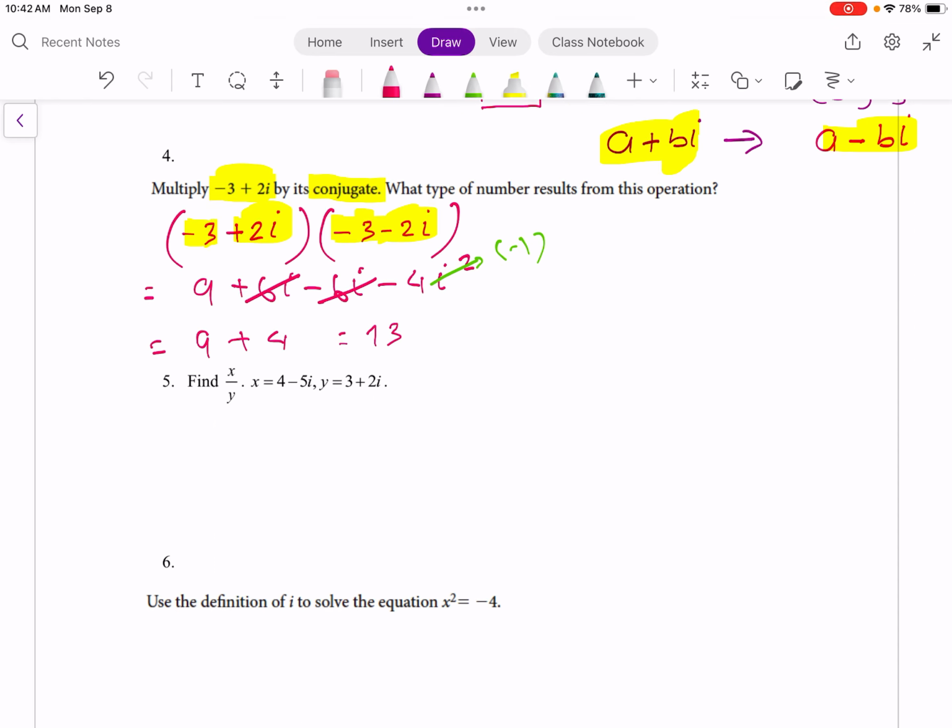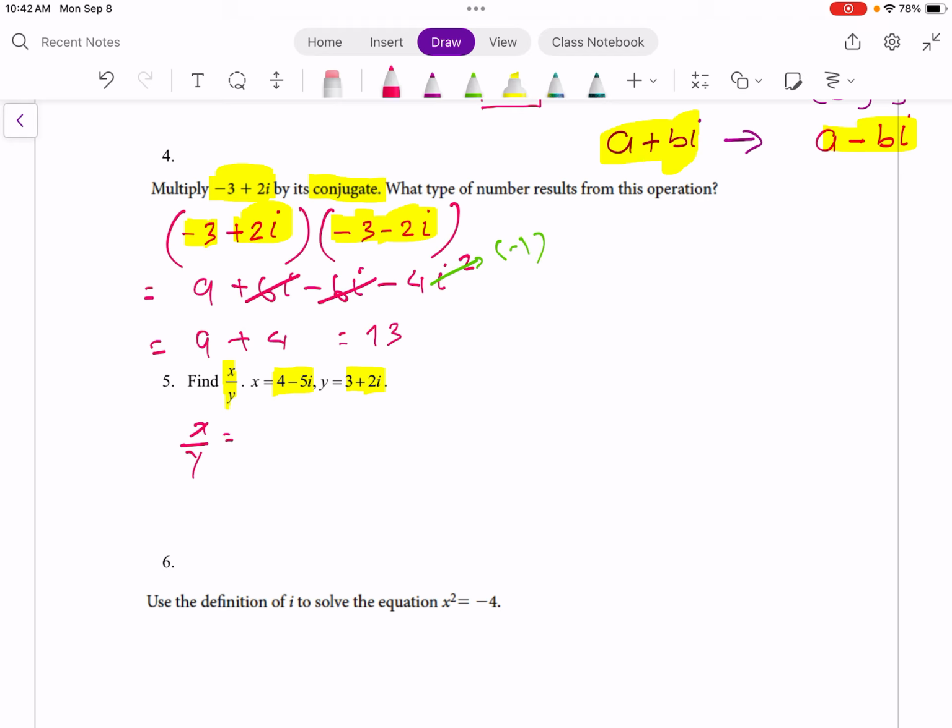Now in number 5, we have a division. We have to divide a complex number by another complex number. So here we are asked to find x divided by y. Our x is the complex number 4 minus 5i. Our y is a second complex number, 3 plus 2i. So let's find x divided by y.